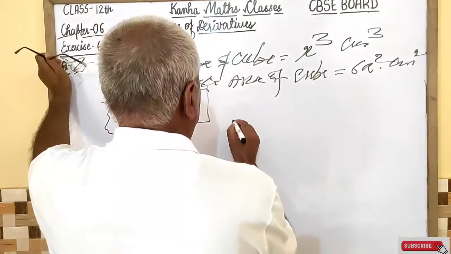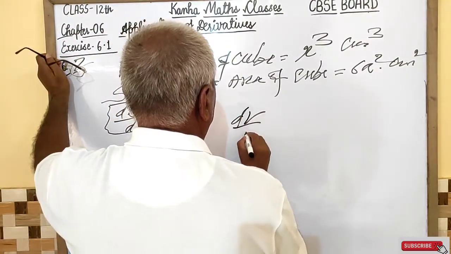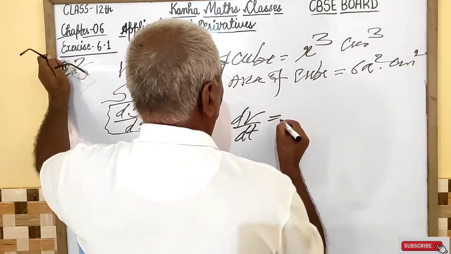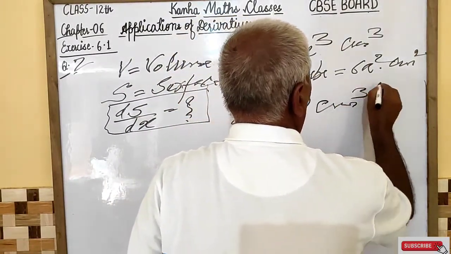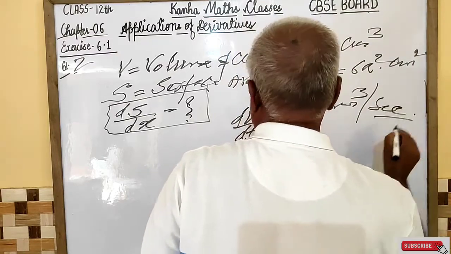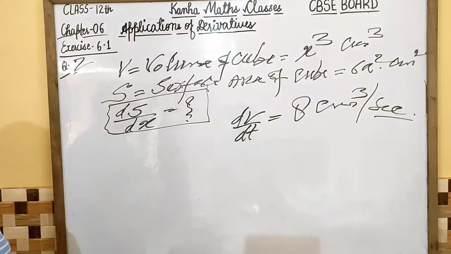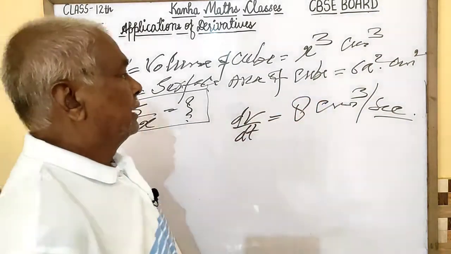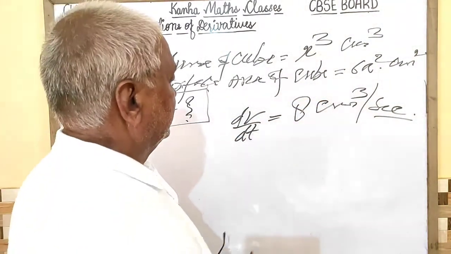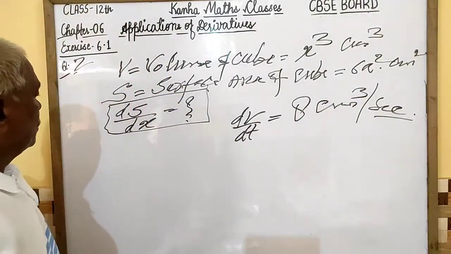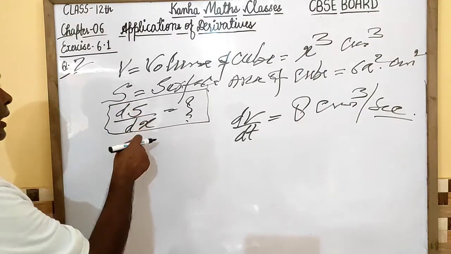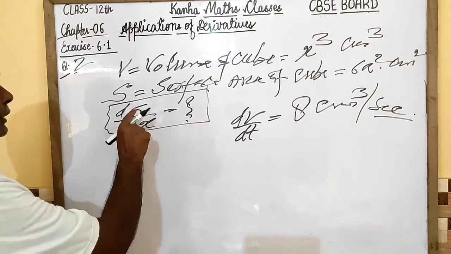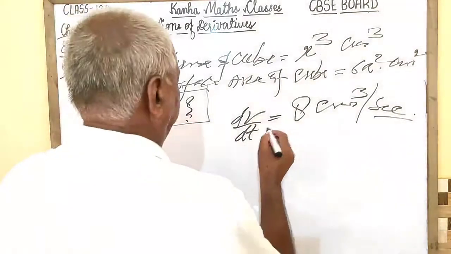It is given that dV by dt is equal to 8 centimeter cube per second. It's given, and we have to find out the rate of increasing of surface area with respect to edge of the cube.